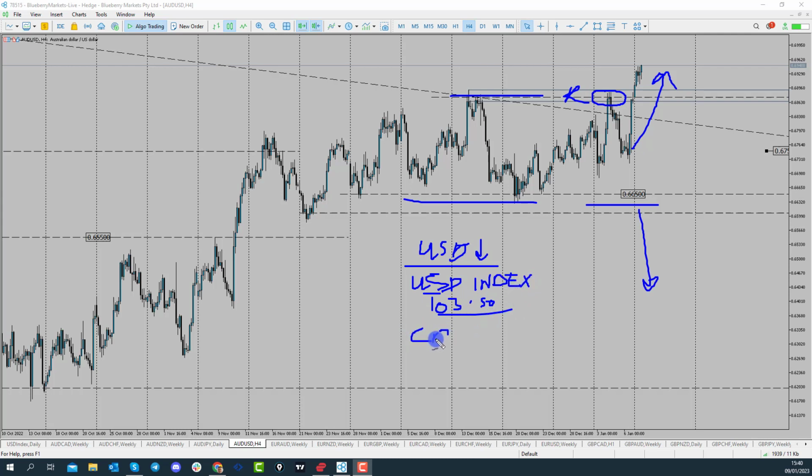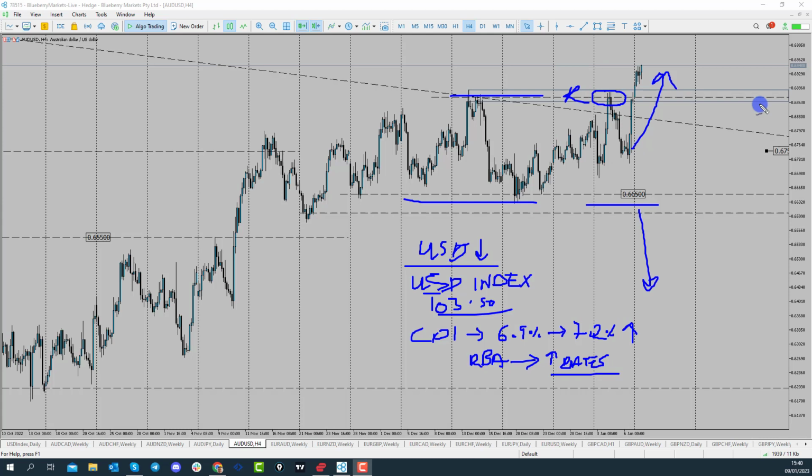Now we do have CPI data coming out of Australia on Wednesday. It's showing that we're going to see an increase from 6.9% up to 7.2%. Okay, now what does that mean? Well, if inflation is increasing, then the RBA, who have said in the past they will have to increase rates.